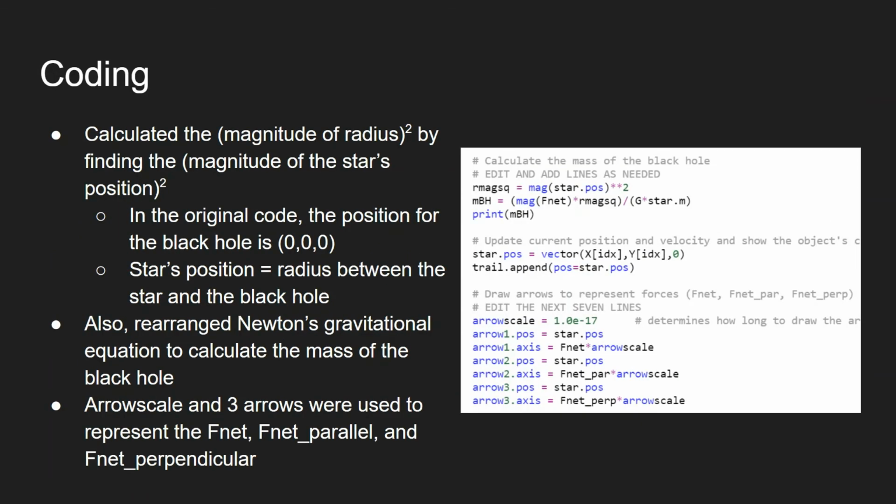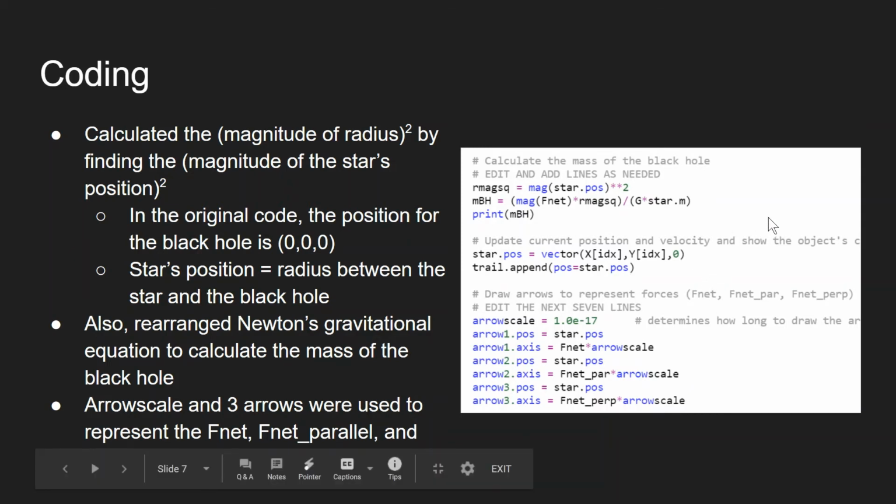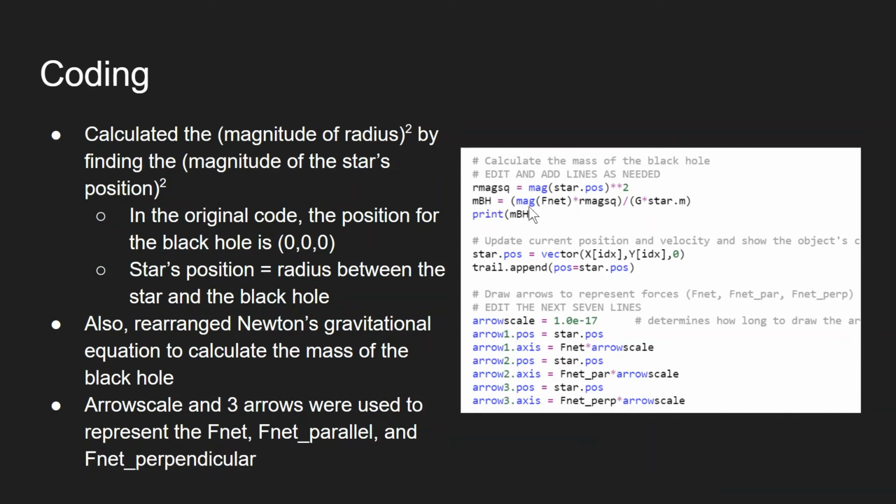I calculated the magnitude of radius squared by finding the magnitude of the star's position squared. In the original code, the position for the black hole is 0, 0, 0, which means the star's position equals the radius between the star and the black hole. I rearranged Newton's gravitational equation to calculate the mass of the black hole. The mass of the black hole equals magnitude of F net times r magnitude squared over G times star's mass.